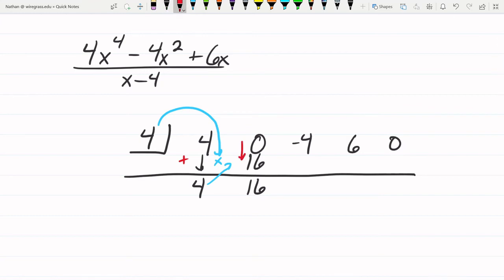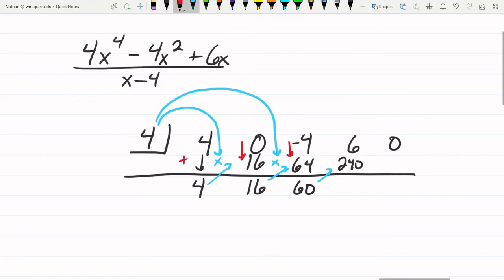Then I'll do add going down, multiplying by going up. 16 times, again, 4. You always multiply by that number in that box. 16 times 4 is 64. Add going down, that gives us 60. Negative 4 plus 64 is 60. Multiply going up. I keep forgetting to write the red. Multiplying going up, 4 times 60 is 240. Add going down, we get 240 plus 6 is 246. And finally, multiplying going up gives us 984.